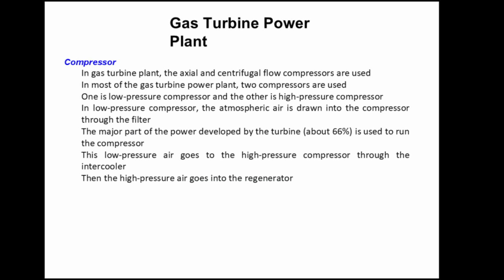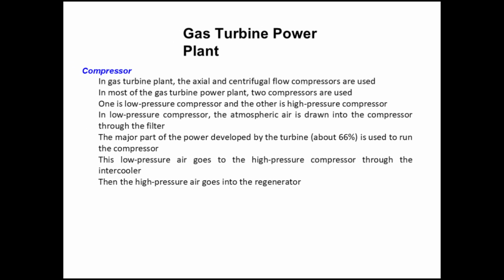Gas turbine power plant. Compressor. In gas turbine plant, the axial and centrifugal flow compressors are used. In most of the gas turbine power plant, two compressors are used. One is low pressure compressor and the other is high pressure compressor. In low pressure compressor, the atmospheric air is drawn into the compressor through the filter. The major part of the power developed by the turbine is used to run the compressor. This low pressure air goes to the high pressure compressor through the intercooler. Then the high pressure air goes into the regenerator.